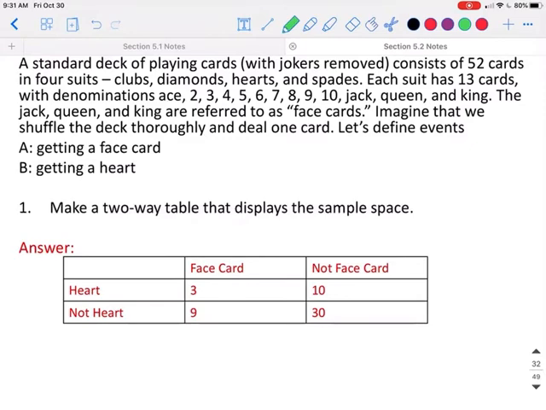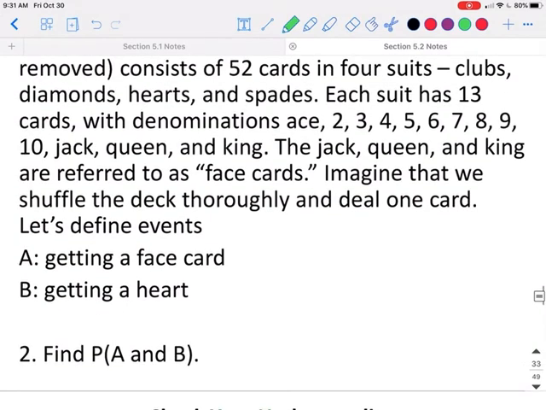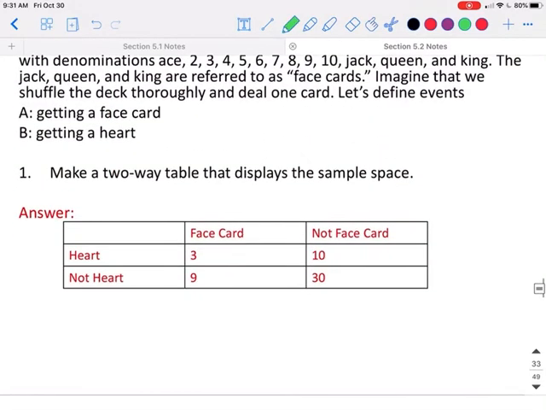Now we know that each suit has 13 cards. And if 3 of them are face cards, that means we have 10 hearts that are not face cards. And out of the 52 cards, there are 30 others, 10 from each of the remaining suits, that would not be face cards. So here is our two-way table that displays our sample space. Find the probability of A and B. So the probability that it is a heart and a face card is where those two categories meet, and that's just 3 out of 52.